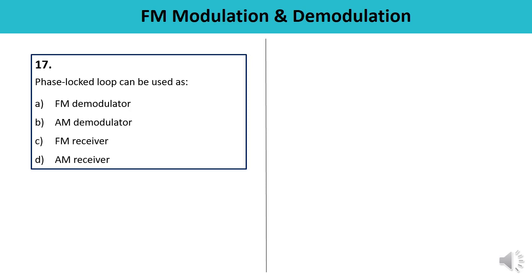Next question, question number 17. Phase locked loop can be used as. PLL can be used as. Options are FM demodulator, AM demodulator, FM receiver, AM receiver. So PLL is used as a FM demodulator. Means correct option is A.